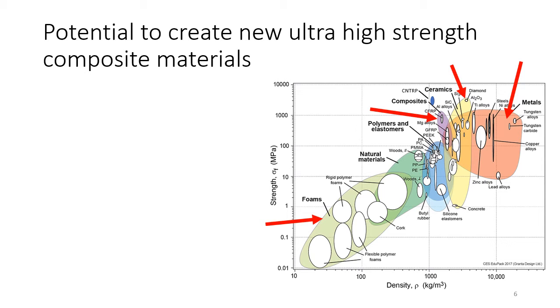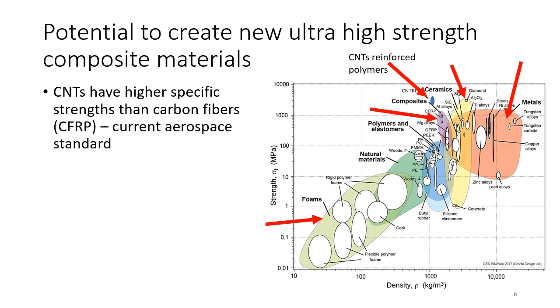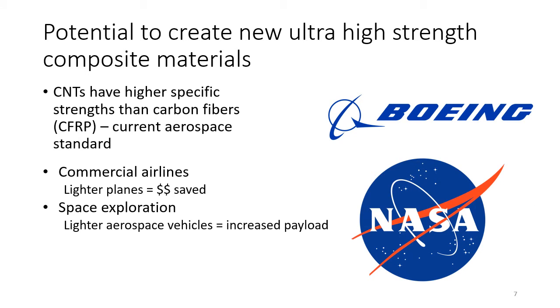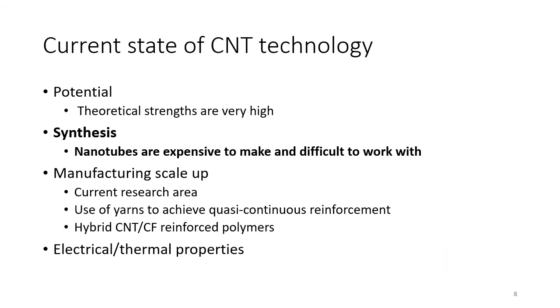Now composites have been created in an attempt to reach as far out towards the upper left of this plot with stronger and lighter materials. Carbon fiber reinforced polymers are the current standard for composite aerospace structures. But CNT reinforced polymers have the potential to be even stiffer and lighter, an obvious advantage for applications where weight is critical, such as for commercial airlines and space exploration.